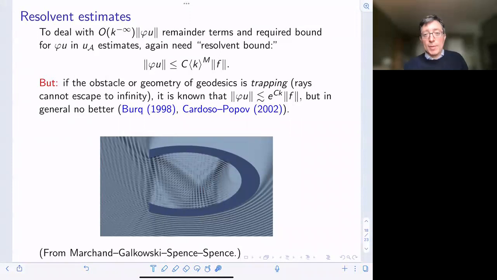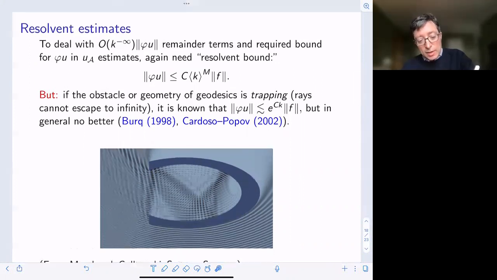And now finally I want to talk about resolvent estimates. I've been promising you all along a further explanation of these polynomial resolvent estimates, whether you should expect them and why you should care. So in all these microlocal constructions, as well as in estimating that analytic term, I need some kind of estimate that tells me that U is bounded by a polynomial in K times F.